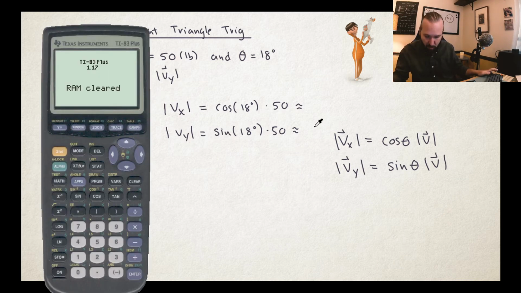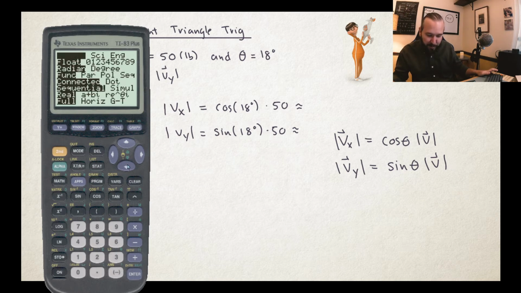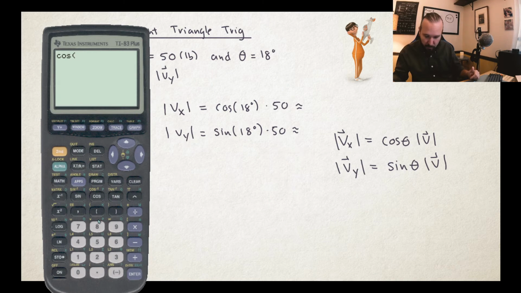Okay, so got to make sure you're in degree mode every time. Make sure you're in degree mode. All right, so I like to put the number first. I'm going to write 50 cosine 18 degrees. I like to put the scalar first. We're calling them scalars now instead of numbers, all right? And then the vertical component is 50 times the sine of 18.